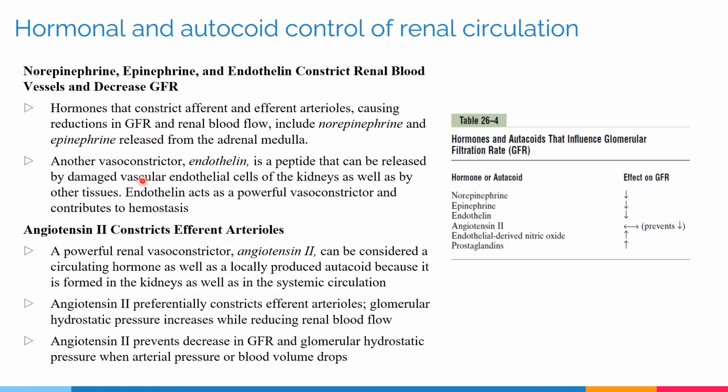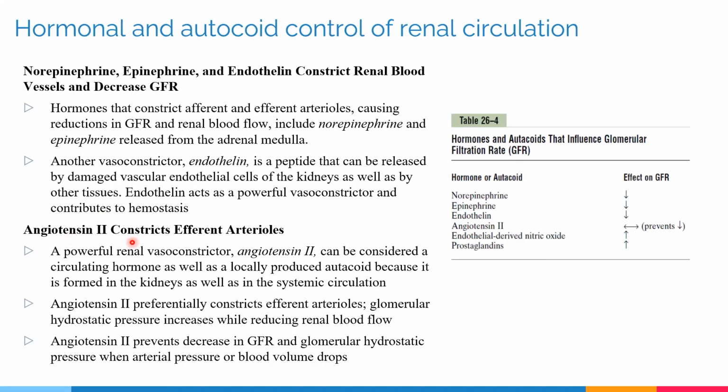Another vasoconstrictor, endothelin, is a peptide that can be released by damage to vascular endothelial cells of the kidneys as well as by other tissues. Endothelin also acts as a powerful vasoconstrictor which contributes to hemostasis as well.